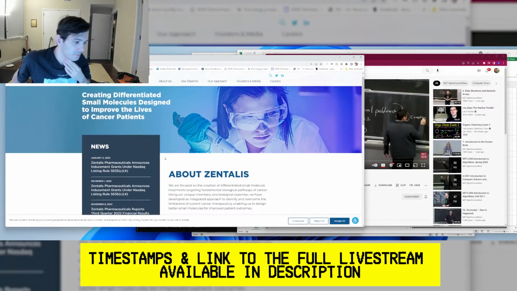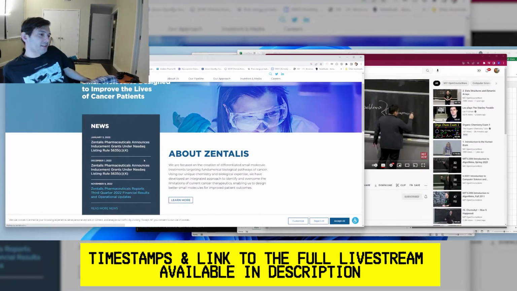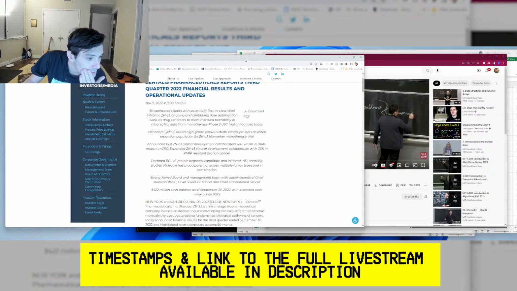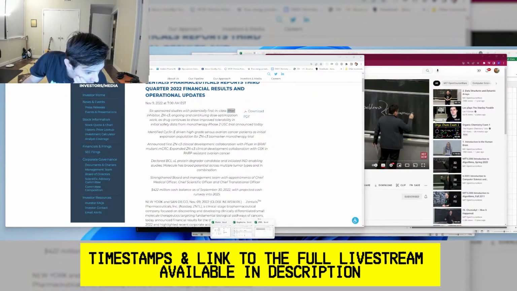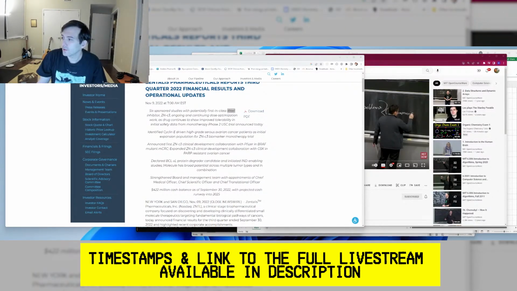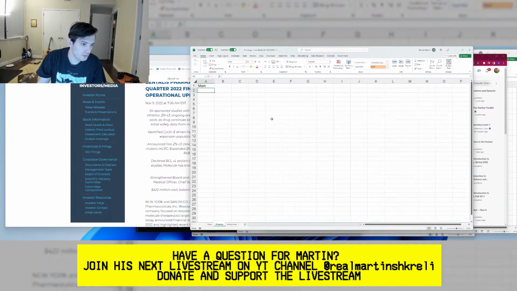Looking at this company, Zentalis, a cancer-focused company. They've got the WEE1 inhibitor. WEE1 has been a weird target. It's not worked great for biology. I'm going to start keeping this oncology spreadsheet up to date, start working on it a little bit.